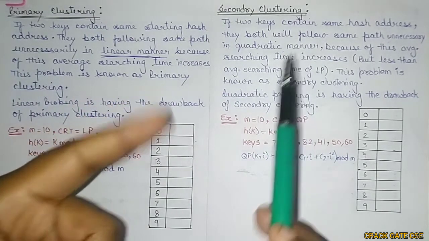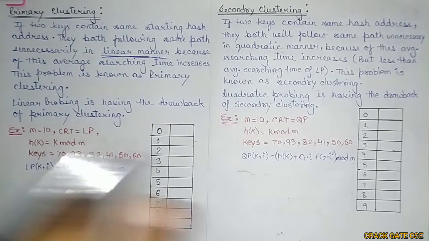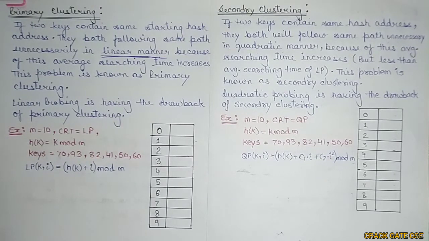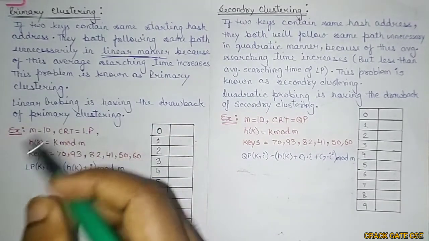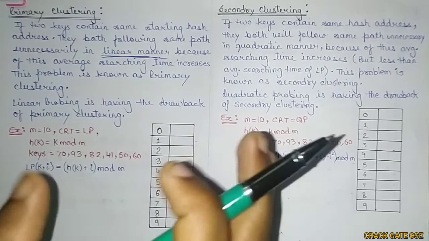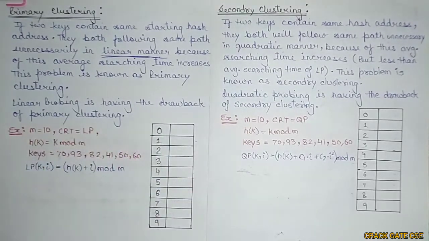And what is secondary clustering. Both of these clusterings are drawbacks or disadvantages of linear probing and quadratic probing. In this video we'll understand why these problems occur, and what methods or approaches we can use to get rid of these two drawbacks, right?